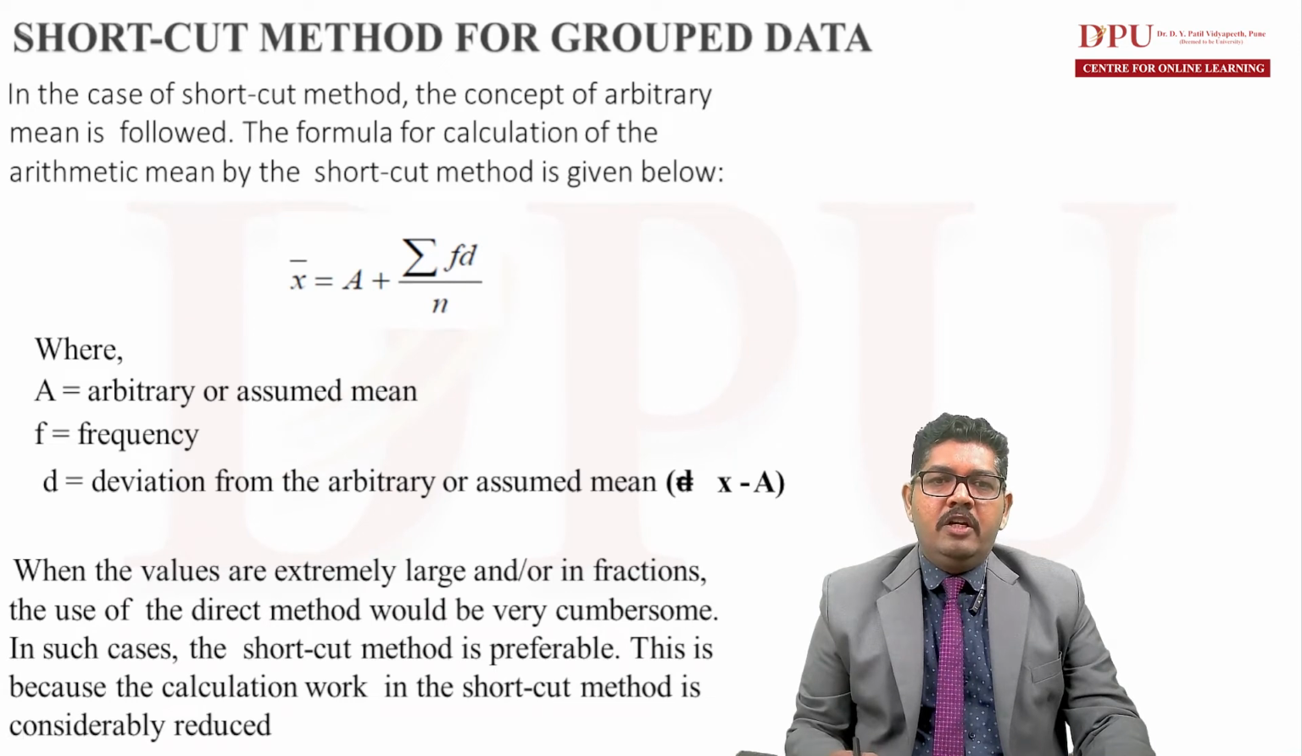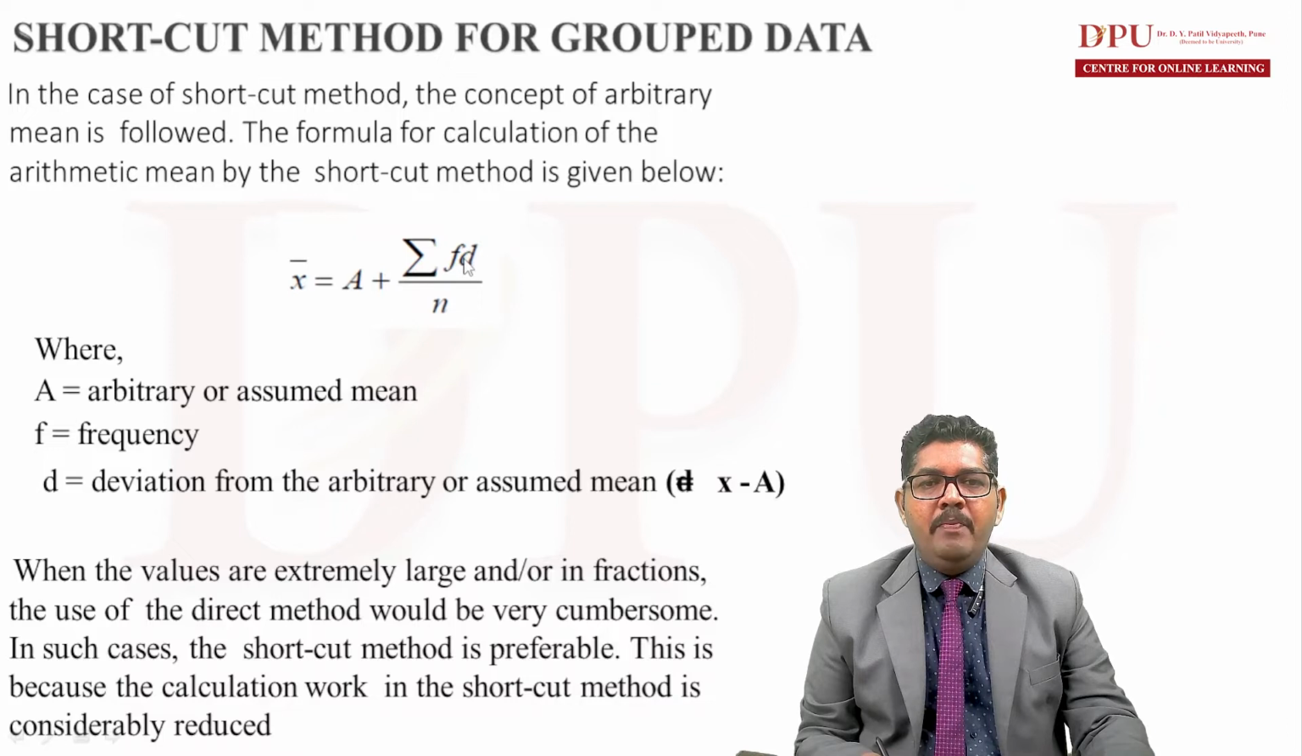Then the shortcut method for group data. In the case of the shortcut method, the concept of arbitrary mean is followed. The formula for calculation of the arithmetic mean by the shortcut method is given below. This is the formula: x bar is equal to a plus summation of fd divided by n. So instead of x we use d here, the deviation. a is the arbitrary or assumed mean, f is the frequency, and d is the deviation from the arbitrary or assumed mean, that is d is equal to x minus a.